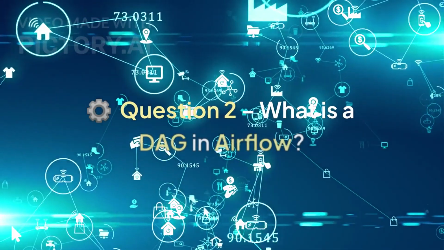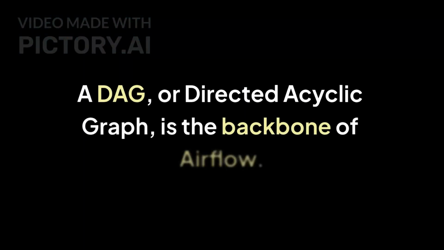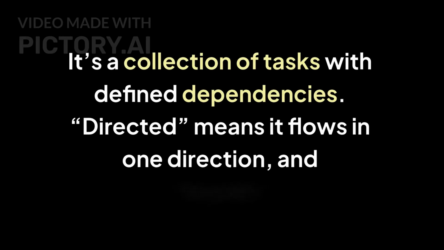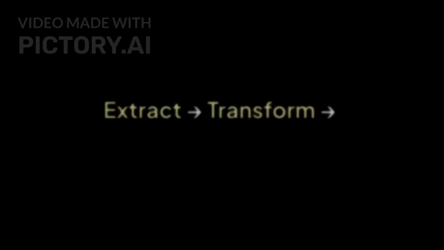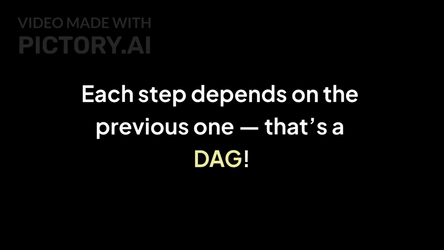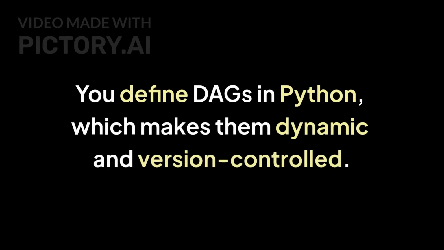Question 2: What is a DAG in Airflow? A DAG, or directed acyclic graph, is the backbone of Airflow. It's a collection of tasks with defined dependencies. Directed means it flows in one direction, and acyclic means no loops. A task can't depend on itself. Example: extract → transform → load. Each step depends on the previous one. That's a DAG. You define DAGs in Python, which makes them dynamic and version controlled.